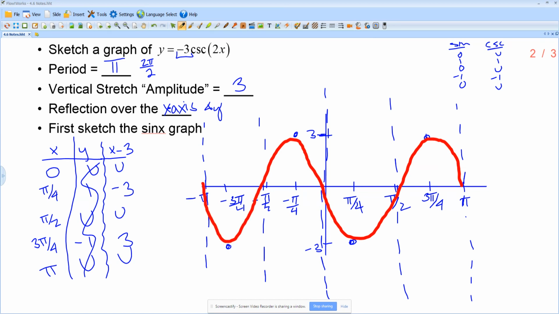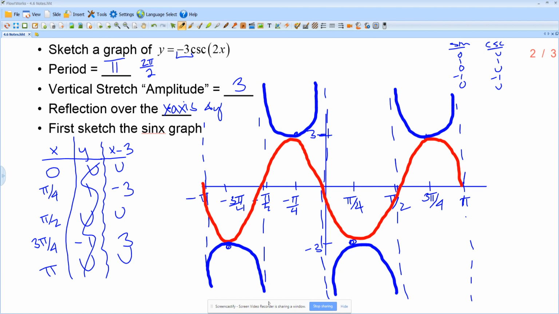And this is where, if you wanted, you could have drawn this red line first. You would have had to get all the points for sine, but you could have drawn the sine function first, and notice it's still going through those points. Anywhere where sine was 0, the function is undefined. But then your actual answer to the cosecant is simply these U and N shapes, sort of like mini parabolas everywhere.